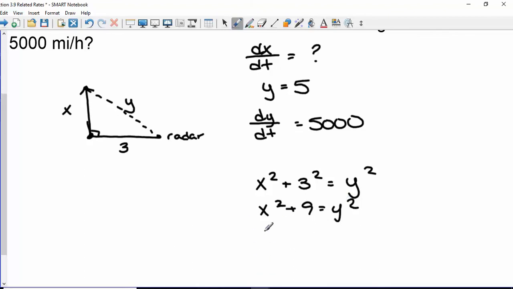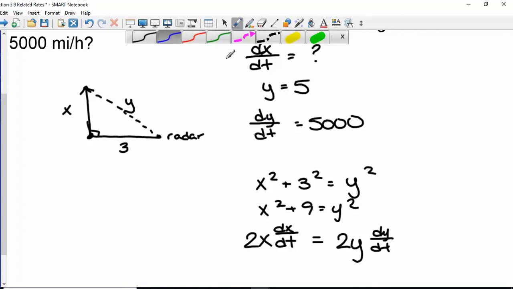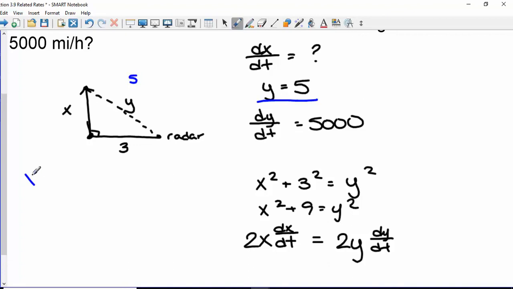So if we do our derivative of x squared would be 2x dx dt. What's the derivative of 9? 0, so I just dropped that. Derivative of y squared? Okay. Now when I go to plug in, I need 4 variables here. We're looking for dx dt. I have y and dy dt. I really need to know what x is, don't I? We know at the particular instant we are interested in, y is 5. So we could find x at that instant.